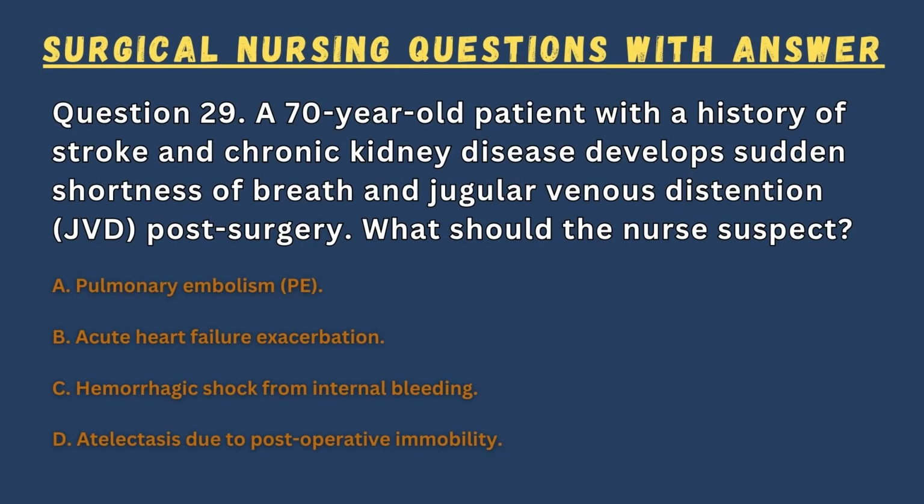Question 29. A 70-year-old patient with a history of stroke and chronic kidney disease develops sudden shortness of breath and jugular venous distension, JVD, post-surgery. What should the nurse suspect? A. Pulmonary embolism, PE. B. Acute heart failure exacerbation. C. Hemorrhagic shock from internal bleeding. D. Atelectasis due to post-operative immobility.